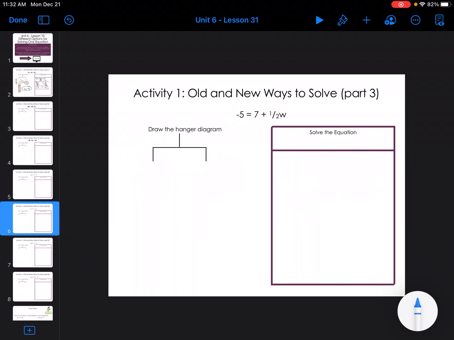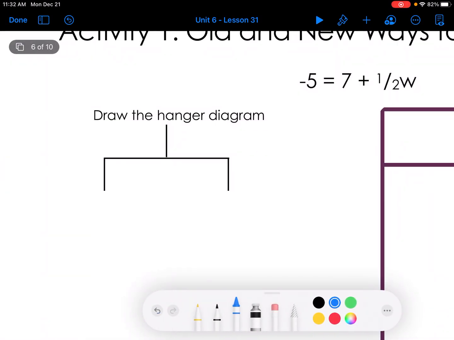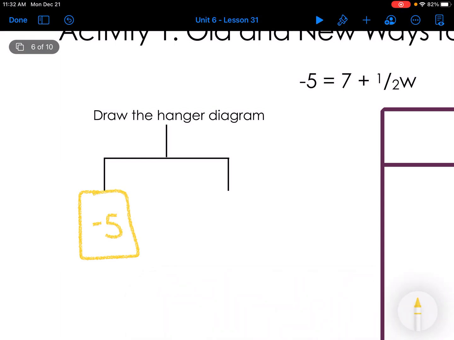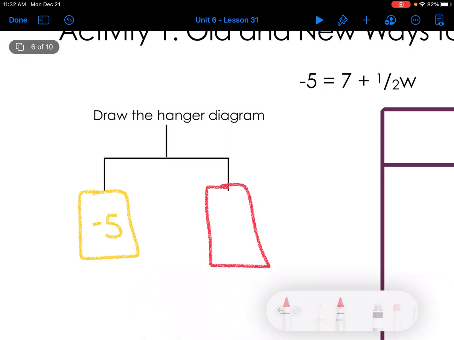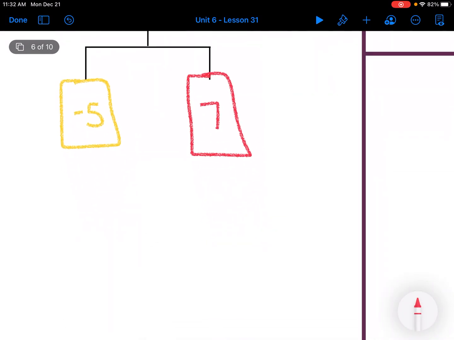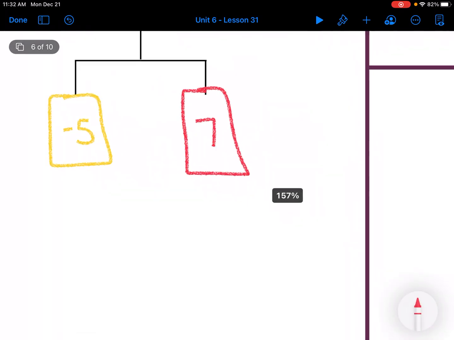So now I have negative 5. And then I have a positive 7. And this time I only have 1/2 of w. Is it a positive w? Yes, it is. Good.